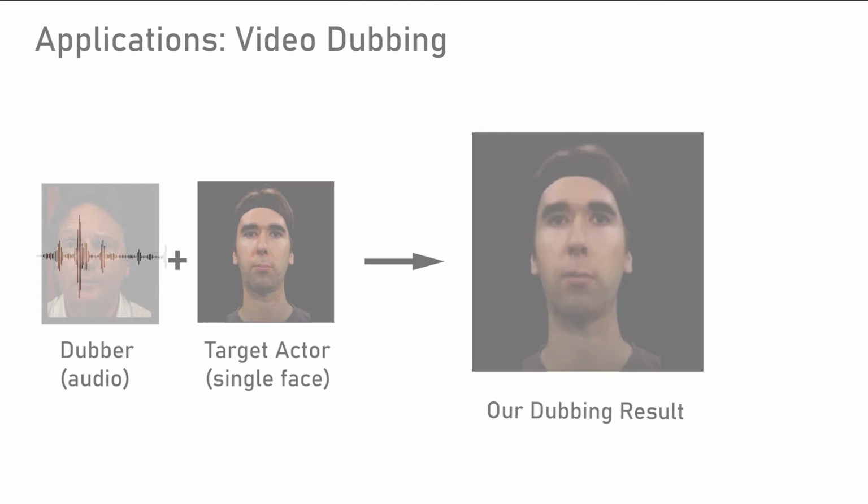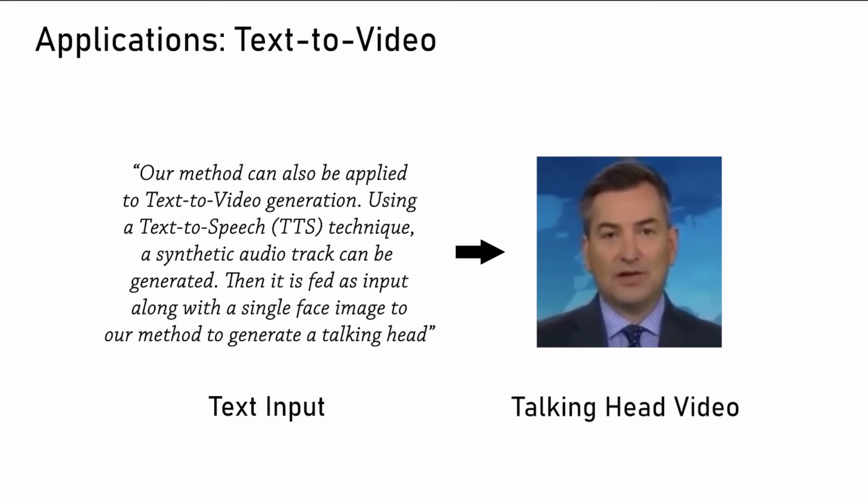Our method can also be applied to text-to-video generation. Using a text-to-speech technique, a synthetic audio track can be generated. Then it is fed as input along with a single face image to our method to generate a talking head.